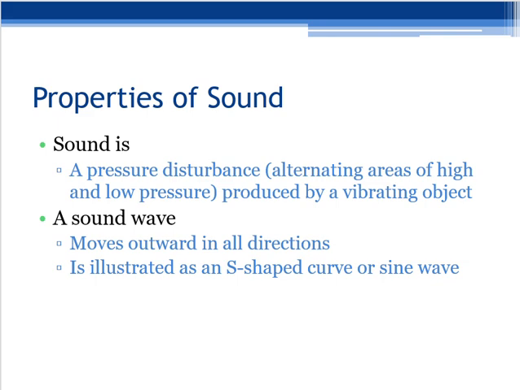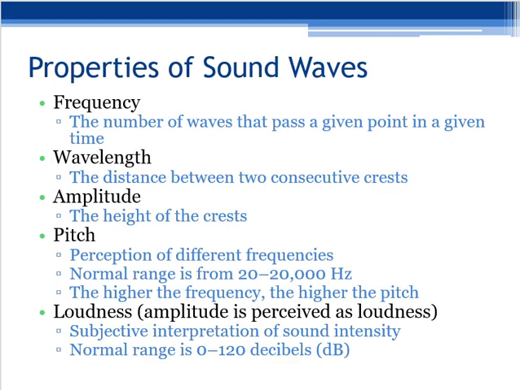So when we're talking about sound, we're talking about sound waves. We're talking about a pressure disturbance, alternating areas of high and low, producing a wave, generally vibrating an object. So it moves outward in all directions when we're talking about a sound wave, and usually has an S shape. We can also note a couple of things, like the number of waves that pass a given point in a given time is its frequency. Wavelength depends on the distance between two consecutive top points or crests of the waves. Amplitude is the height of the crest, and pitch is perception of different frequencies, so that's based again on the number of waves that pass a given point in a given time.